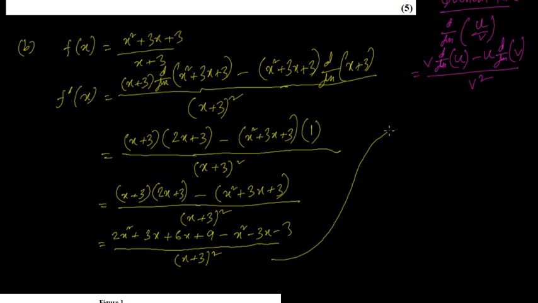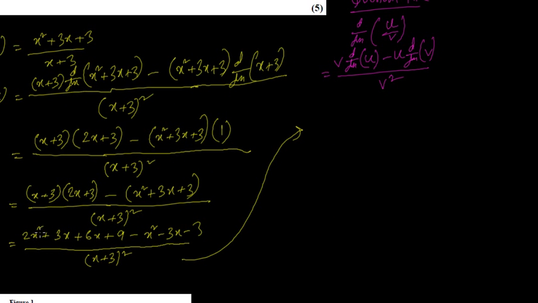Let me do it here. So 2x squared minus x squared is x squared.